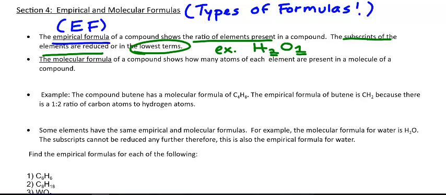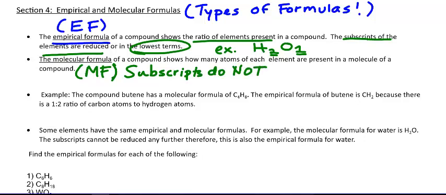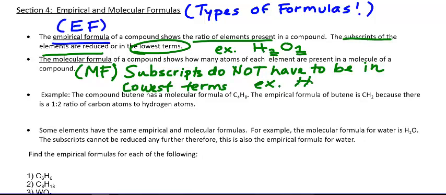Okay? The molecular formula shows how many atoms of each element are present in a molecular compound. I call that the MF, or the MOFO, if you will, the molecular formula. And that may or may not be in lowest terms. It does not have to be, let's say it that way. Subscripts do not have to be in lowest terms. For example, if you wanted to make hydrogen peroxide, you would need 2 hydrogens and 2 oxygens. That's the recipe. That's what you need. It's how many atoms of each element you need.